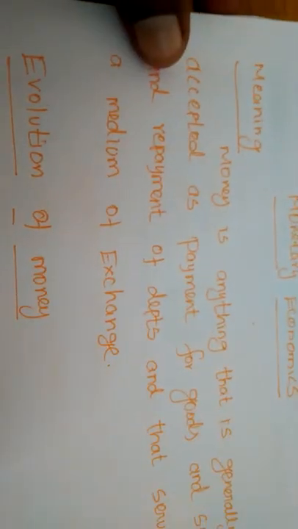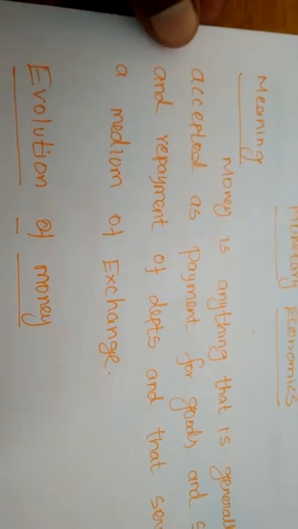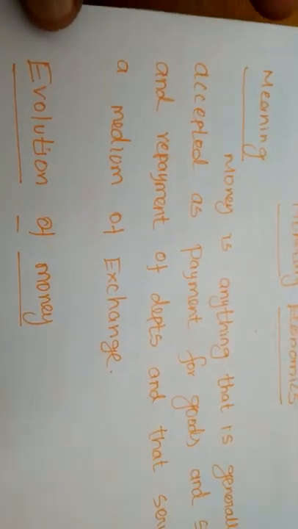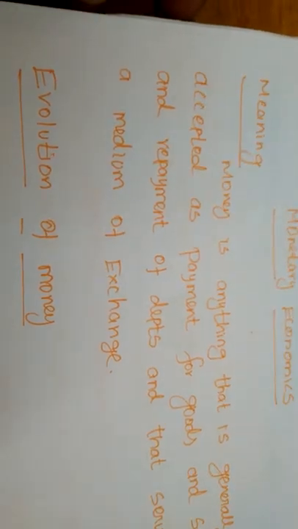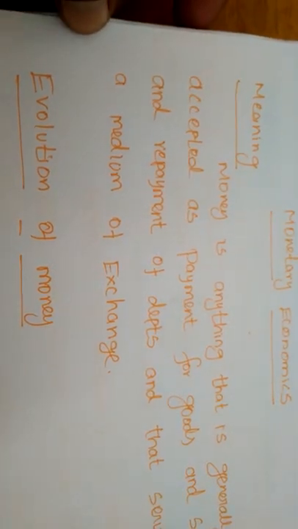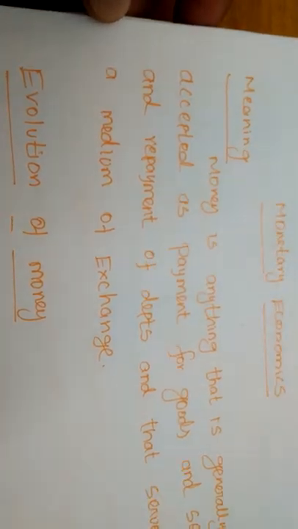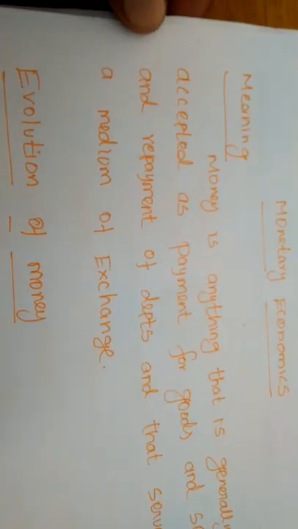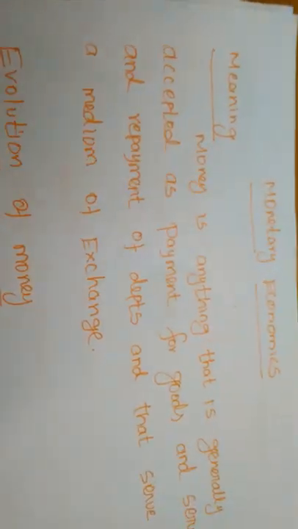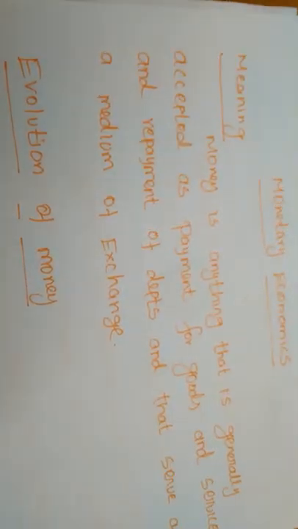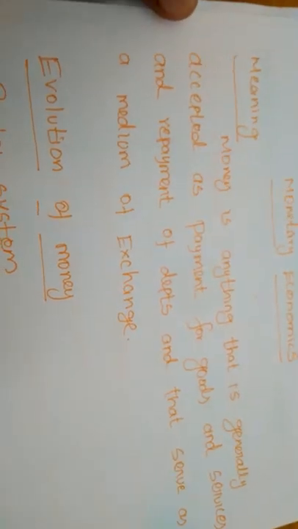Next, we should know about the definitions of money. Some economists define money in their own way. The first definition is given by Walker. How does Walker define money? Money is what money does. Do you know what money does? Money can do anything. Whatever is done by money, everything is called money.